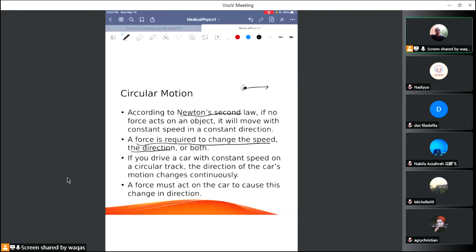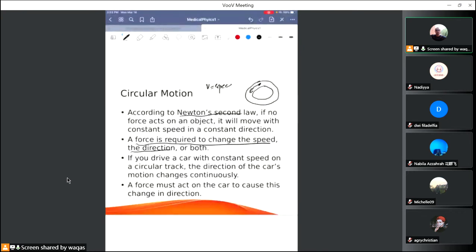If you drive a car with a constant speed on a circular track, for example, I have this circular track. Maybe I can make a road. This is the circular track, and this is your car, and it wants to move in this direction. You can see that the car is moving at a constant speed. The speed is constant.